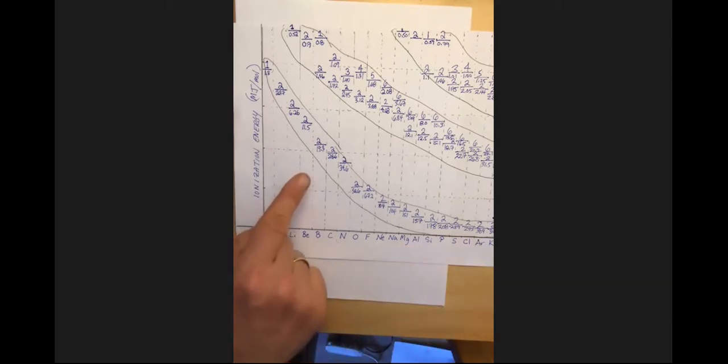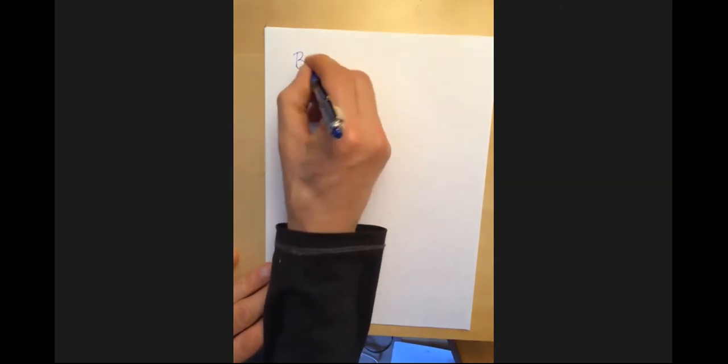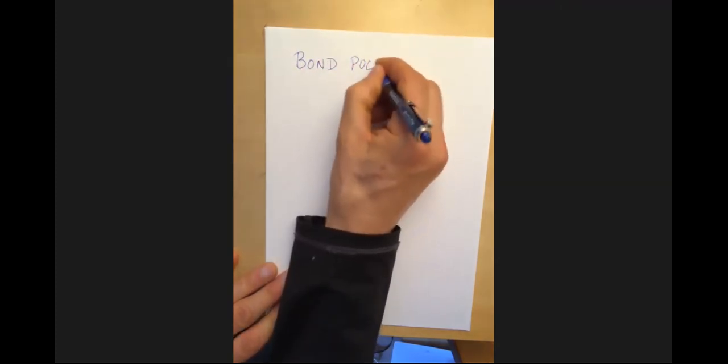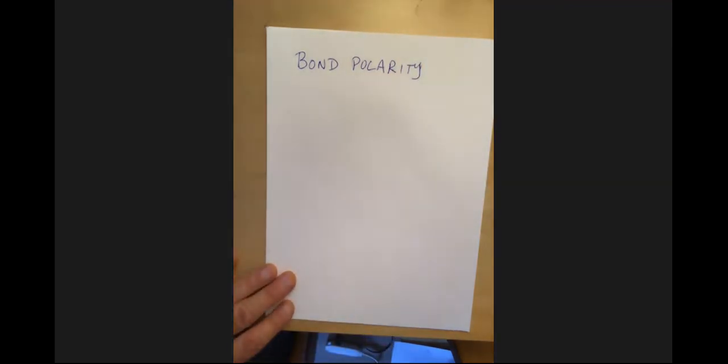And so this is a table really of ionization energy. It's how much energy does it take to remove an electron. We've talked about electron affinity, which is kind of the opposite, but every element has a different ability to attract electrons as measured by electron affinity. Bond polarity is really closely related to that. There is a concept called electronegativity.